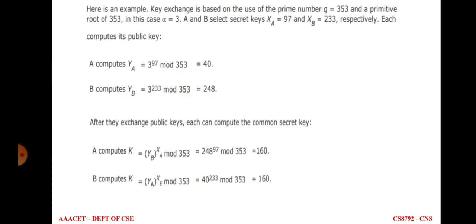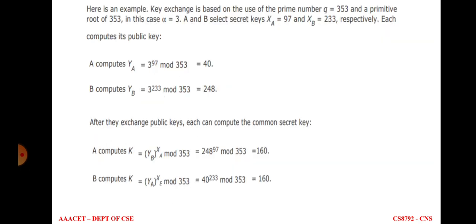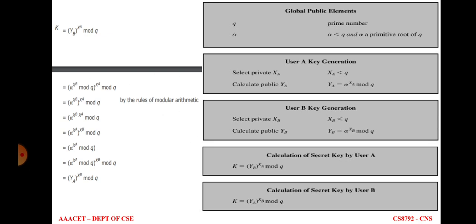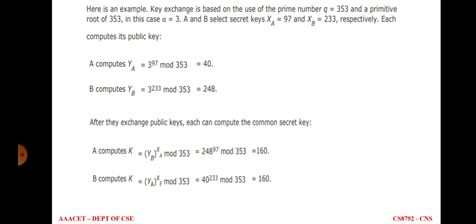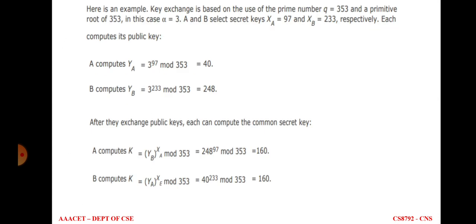Let's consider one example. Initially we take the prime number Q equal to 353, and the primitive root for this integer, alpha, is 3. So Q is 353 and alpha is 3. In the second step we select XA, from which we calculate YA. The XA value is 97, and in the third step we select the private key value XB. The XB value is 233. So now we know the values Q, alpha, XA, XB.